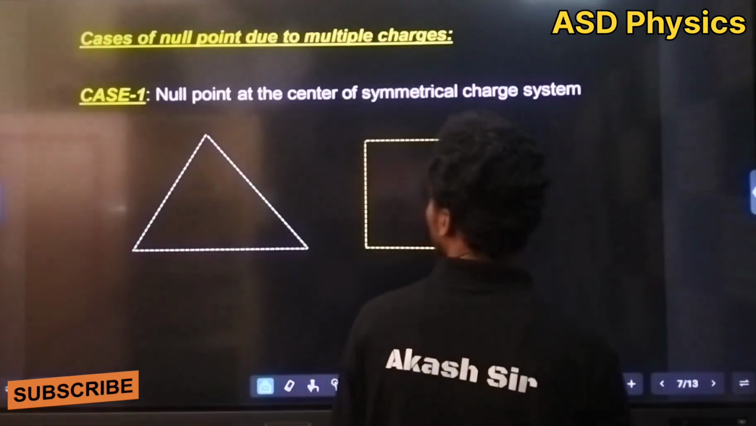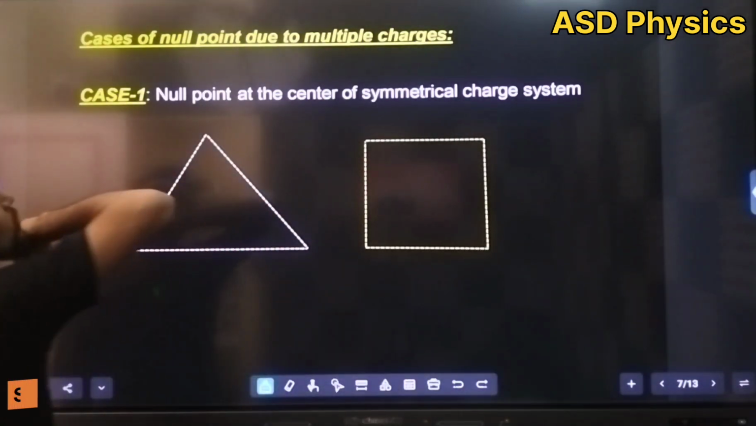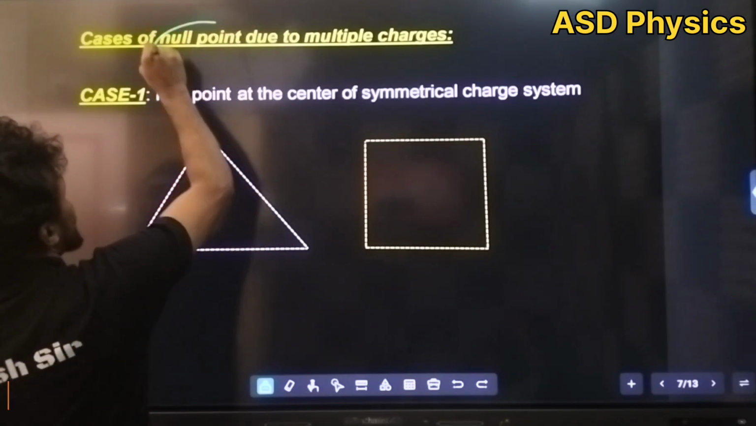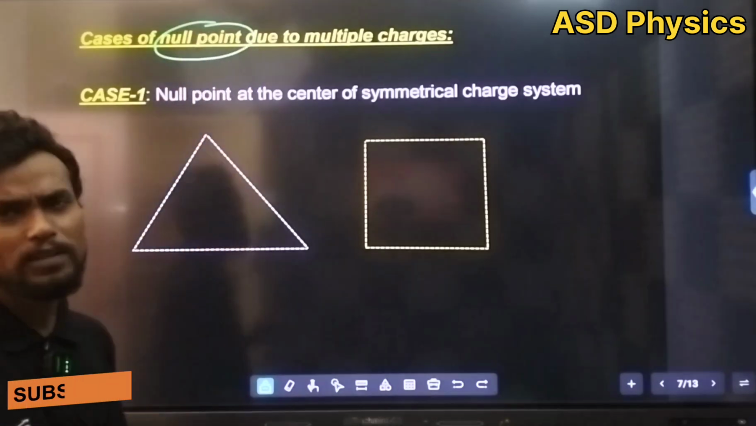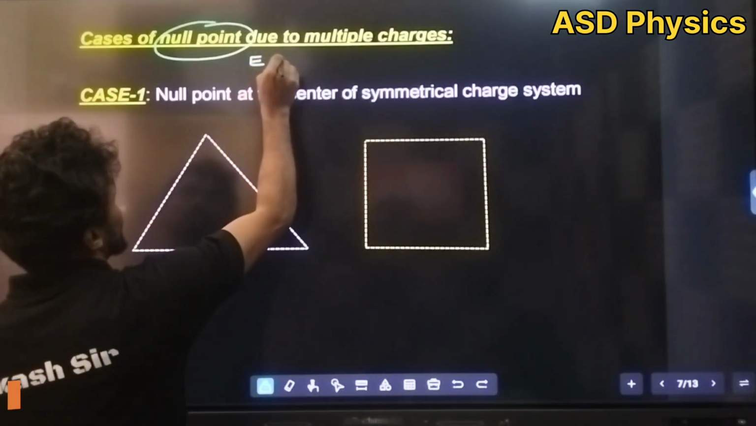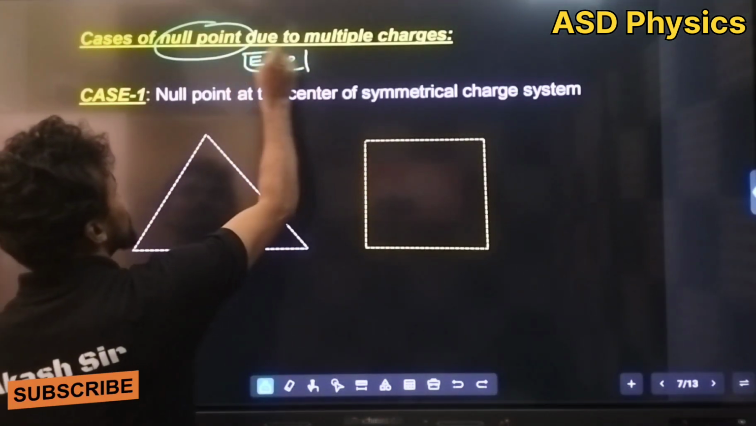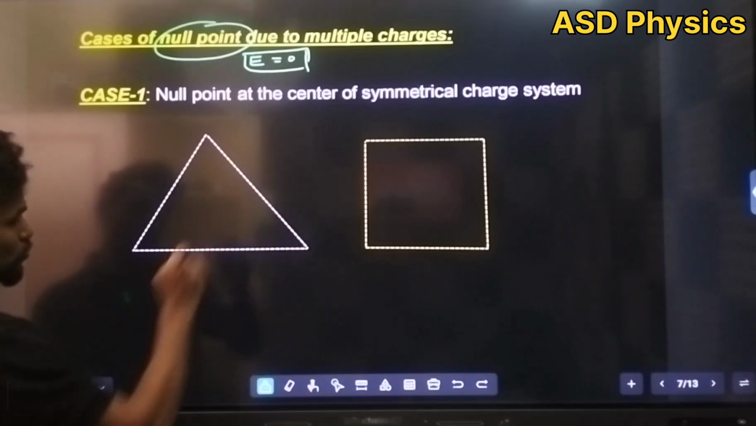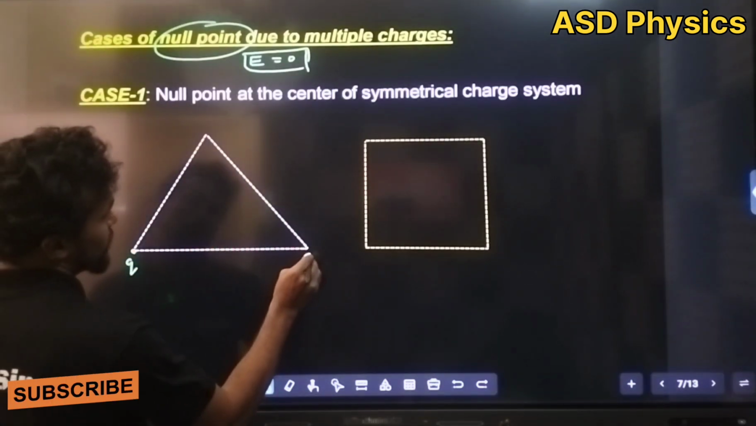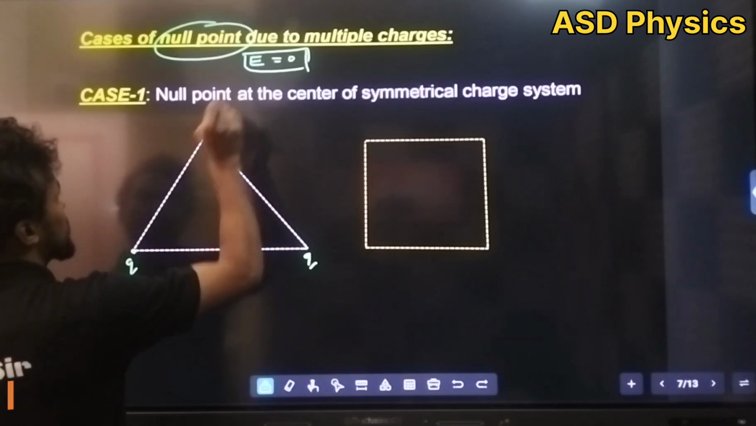Okay, good. Next one, let's see here please. What we are going to see are cases of null point due to multiple charges. Now, what do you mean by the null point? Null point means wherever the electric field is 0, it is called the null point. Here I have taken these two diagrams. Let's take for example here charge Q, here also charge Q, and here also charge Q.